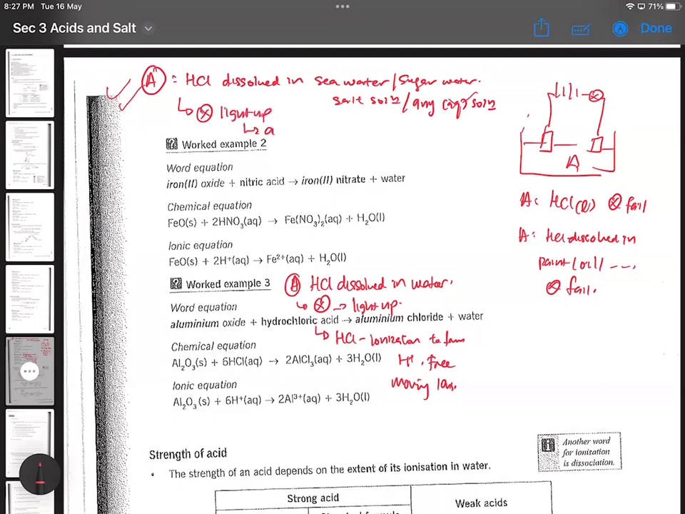Because as long as water is present, you will get ionization of H plus, and hence you have, again, free moving ions. So the lamp will continue to light up. So very, very important, you always need to look out for water to trigger this property. You need water to be present to trigger the H plus.